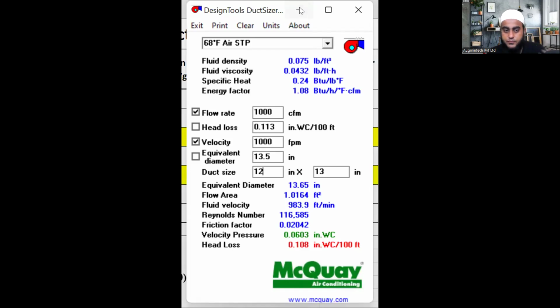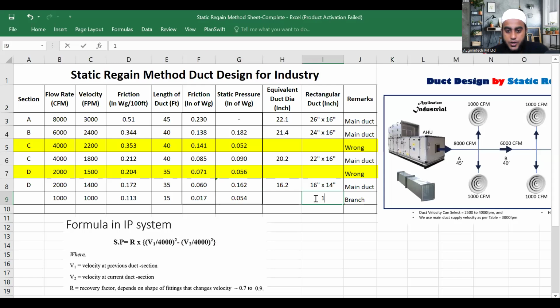Open the Excel sheet and write down: 14 inch by 12 inch we have got. The equivalent diameter, how much have we calculated? 13.5, so I'm writing 13.5. Am I right? In this way, you have to calculate the duct sizing, as per which method? Static regain method. It is very interesting.